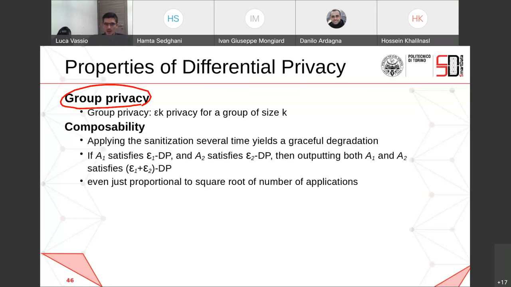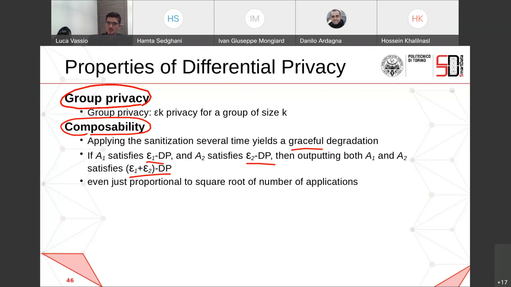And this is, let's say, a subpart of the larger composability study about differential privacy. And the idea is that, as in the previous slide, if you apply sanitization multiple times, if you apply DP multiple times, we will have a degradation, but this is graceful. What do we mean by graceful? If a mechanism satisfies epsilon one differential privacy, and we have another mechanism satisfying epsilon two differential privacy, then if we output both mechanisms, we can just sum up the two epsilons: epsilon one plus epsilon two differential privacy.